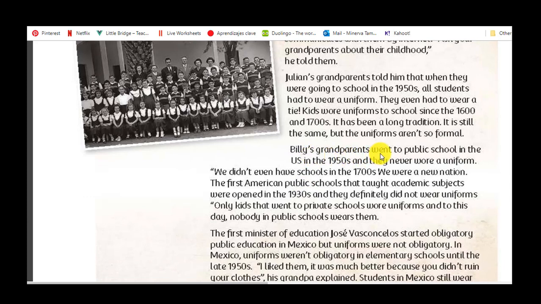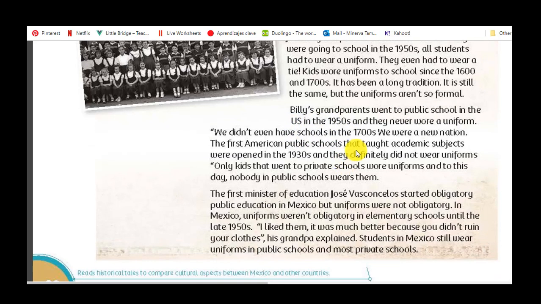Billy's grandparents went to public school in the US in the 1950s, and they never wore a uniform. We didn't even have schools in the 17th. We were a new nation. The first American public schools that taught academic subjects were opened in the 1930s, and they definitely did not wear uniforms. Only kids that went to private schools wore uniforms, and to this day, nobody in public schools wears them.